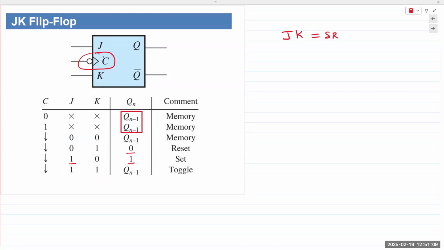Now, what happens when both inputs are 1? When both inputs are 1 and the clock arrives, the output toggles. If the output was 1, it toggles to 0. If the output was 0, it toggles to 1. So the unpredictable state where JK is equal to 1 and 1, the output toggles.